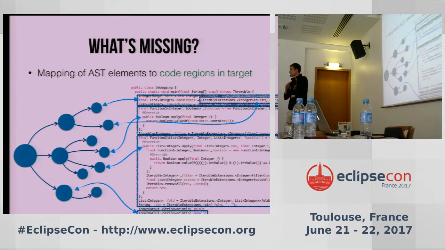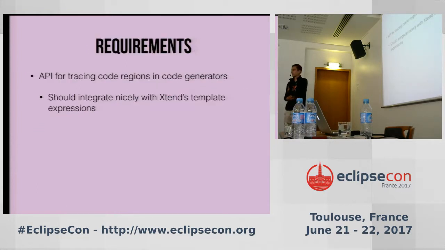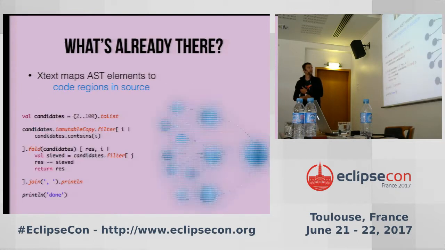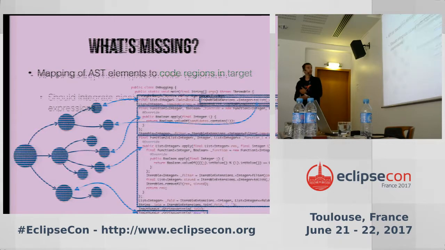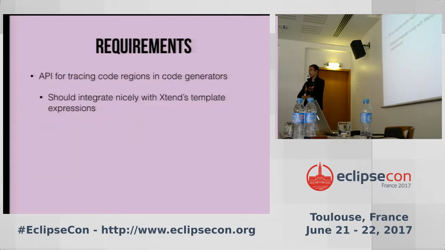And it's important to note these code regions are not just a serial line of regions, but they can be nested, like we see here. So let's formulate some requirements on that. We have seen that there is already infrastructure, but what's missing is an API for capturing this information, for capturing these relations in here. And this API should ideally nicely integrate with the template expressions that are offered by Xtend.